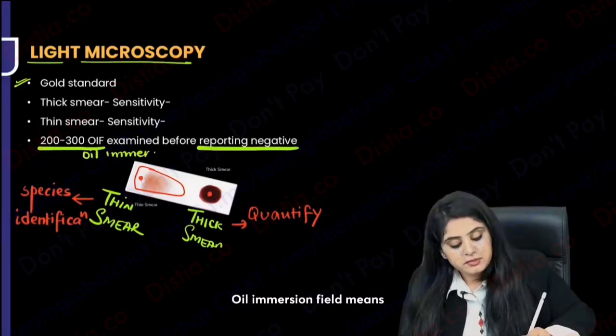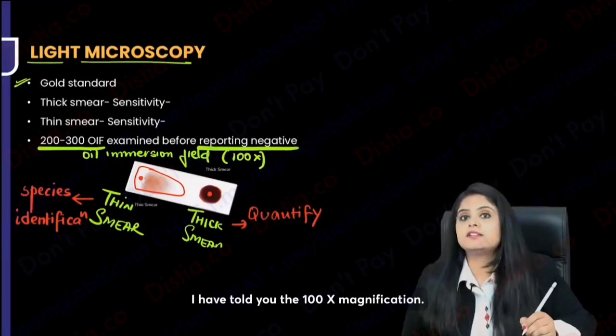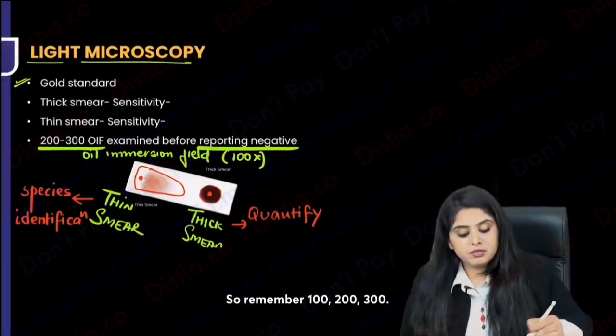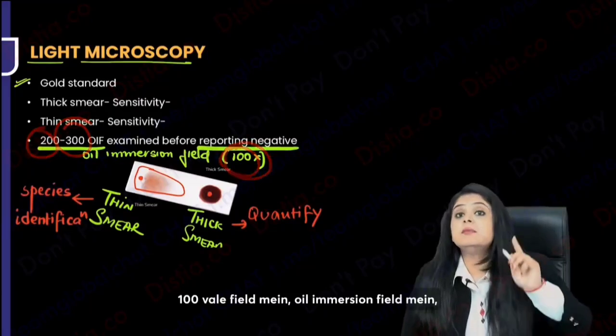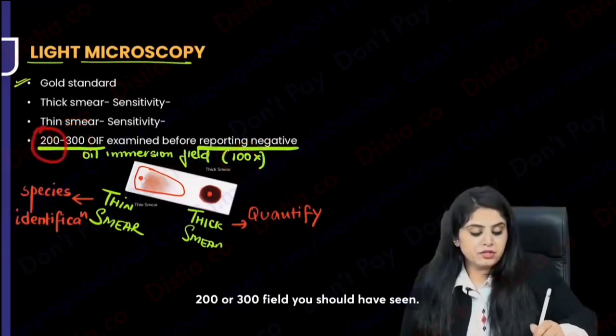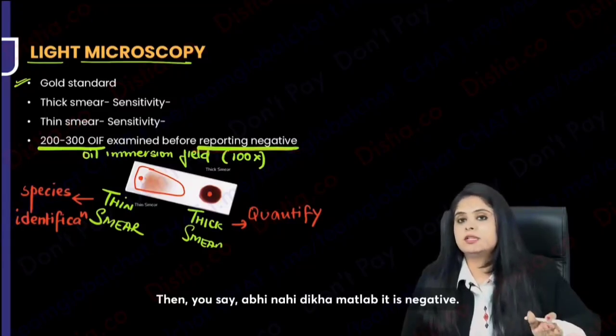Oil immersion fields means you are going to identify this in oil. What is the magnification of oil in microbiology? I have told you, the 100x magnification. So remember, 100, 200, 300. In the oil immersion field, 200 or 300 fields you should have seen. Then you say, okay, if it is still not seen, it means it is negative.